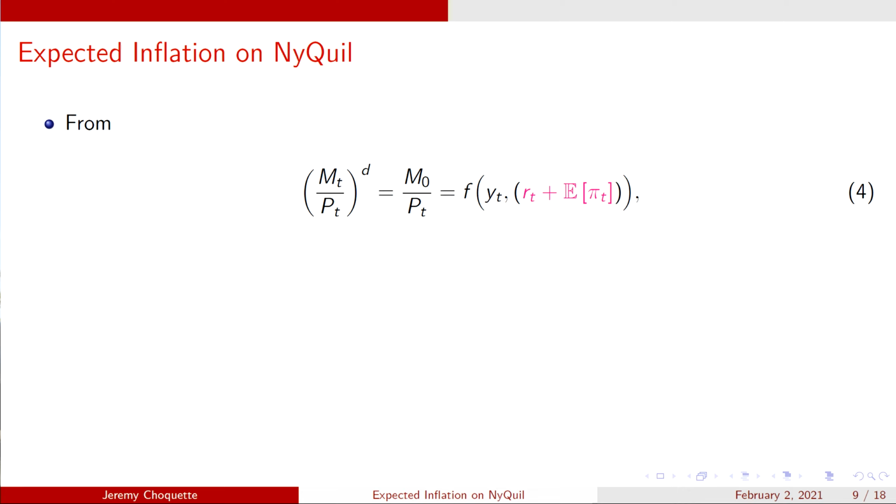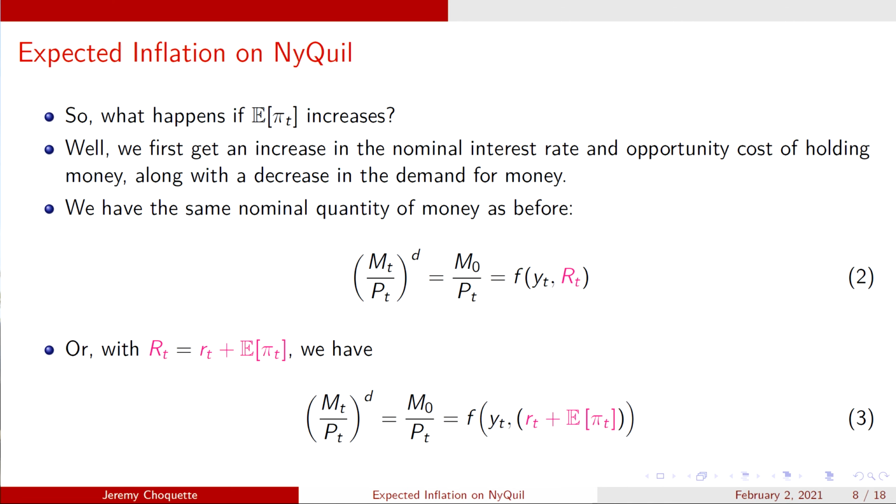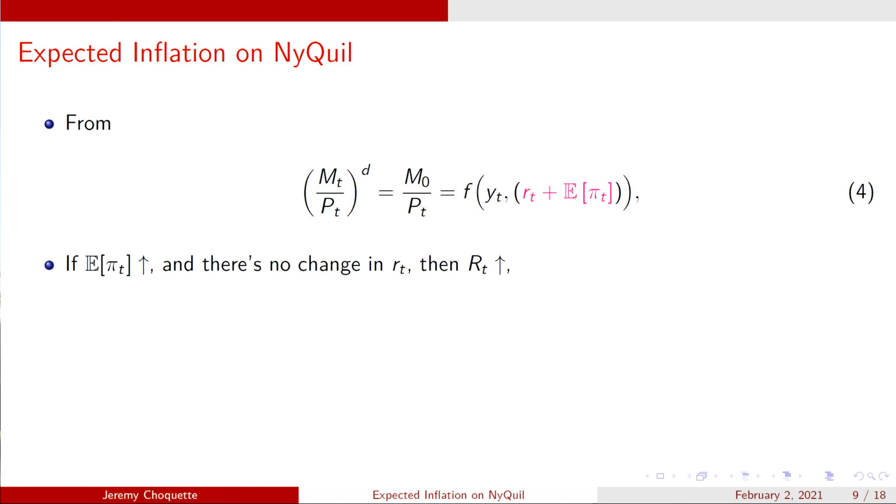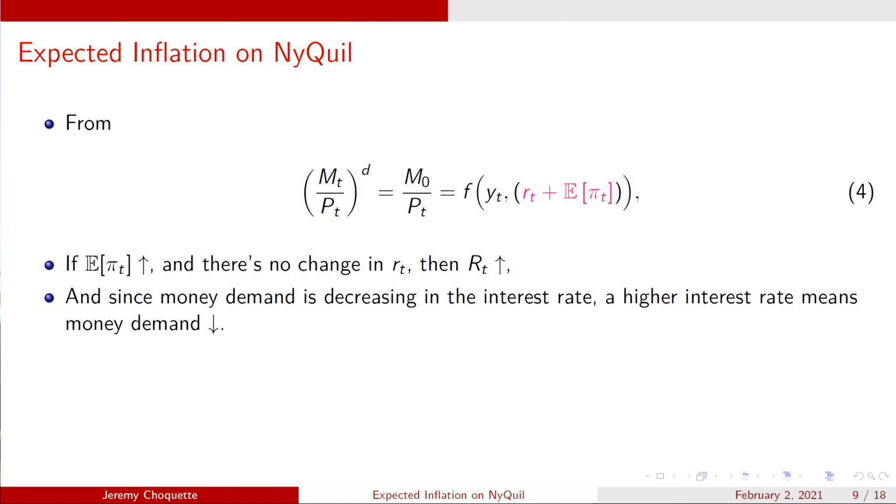So from that, if expected inflation increases and there's no change in the real interest rate, then the nominal interest rate is going to have to go up because it's going to have to maintain equality with this R_t equals lowercase r_t plus expected inflation, right? It's going to have to maintain equality. If the right-hand side of that goes up, the left-hand side also has to go up. So from this, expected inflation goes up, then the nominal interest rate has to go up.